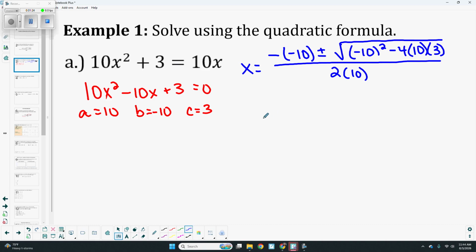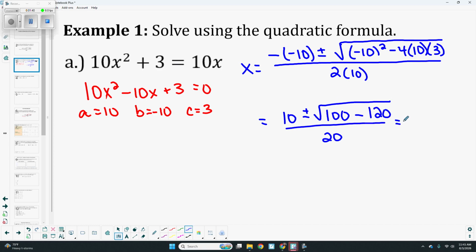So first things first, we're going to get a positive 10 plus or minus the square root. This is 100 minus, right, only one negative, 40 times 3 is 120, and the whole thing's over 20. I can go a step further here and say 10 plus or minus the square root of negative 20 over 20.